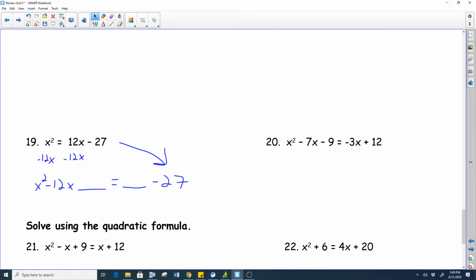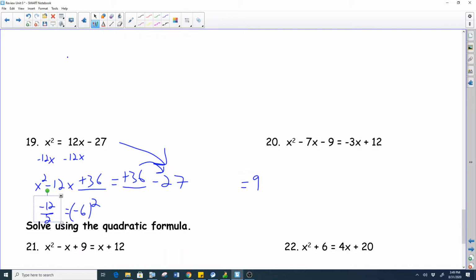Now remember, we're going to take the b, divide by 2, and square it. So take the negative 12, divide by 2, which is negative 6, and square it. So we get a positive 36. Nice. So now we have our problem over here. We're going to combine those two together. So 36 minus 27, what's that? Is that 9?